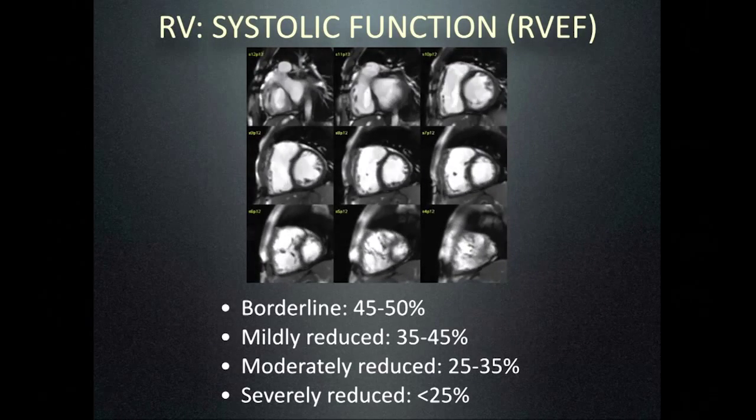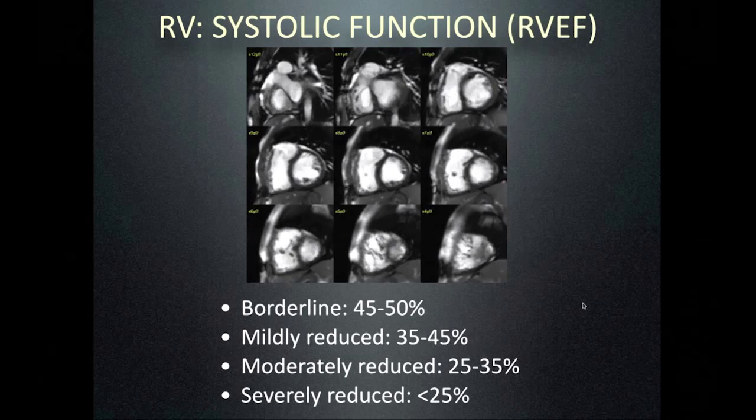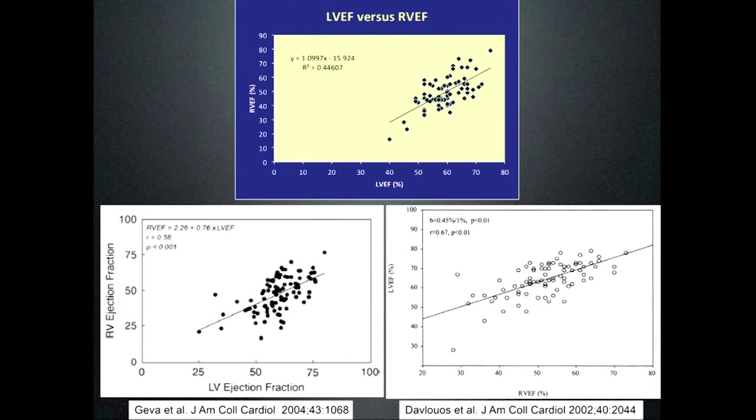So in terms of systolic function, we define the right ventricular ejection fraction as borderline if it is 45 to 50%, mildly reduced between 35 to 45%, moderately reduced when it is 25 to 35%, and severely reduced if it is less than 25%. As expected, the left ventricular ejection fraction and right ventricular ejection fraction correlate reasonably well, although there is some scatter as well. This is Boston data. This is, I don't remember the institute, another US institution. Look at the three institutions, how similar the scatters are, which means that it is a real story.